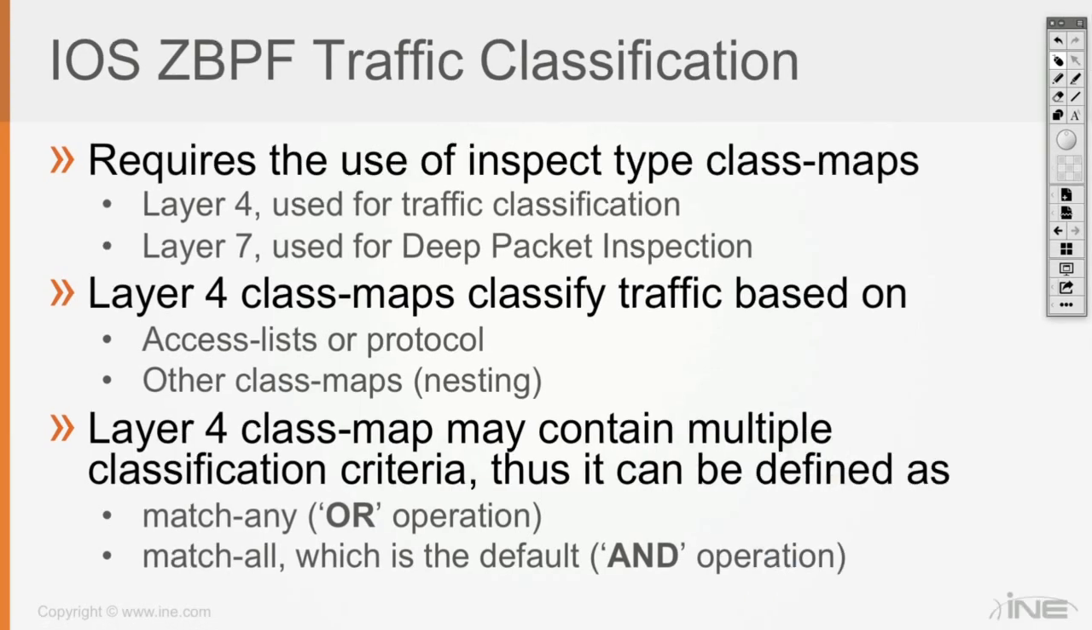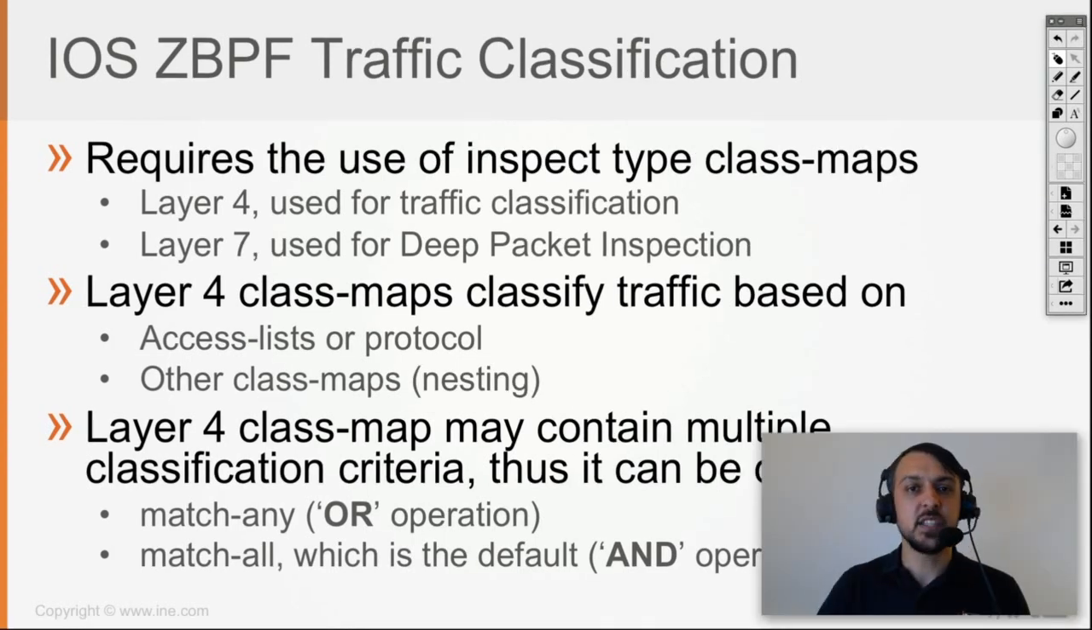If you define the class map as match all, which is the AND operation, and if you don't specify the type of class map, it is going to be match all by default. That means that if you configure multiple conditions in the class map, the router is going to match the traffic on that class map only if all match statements in the class map are successfully met.